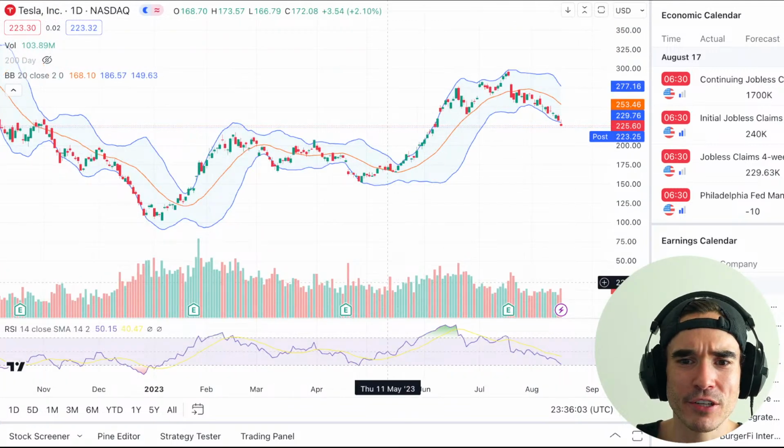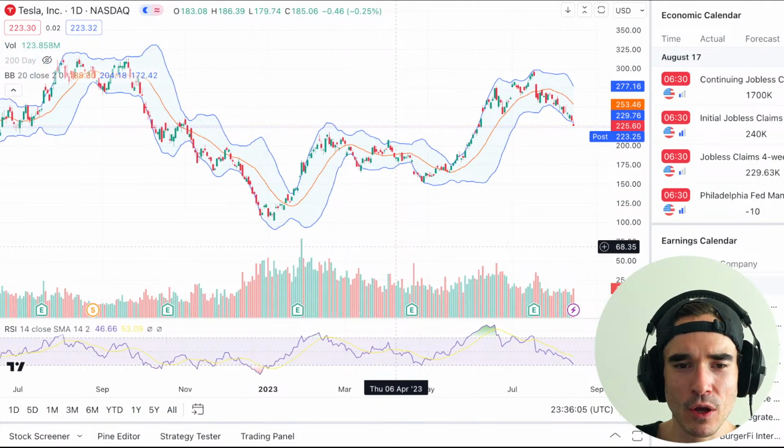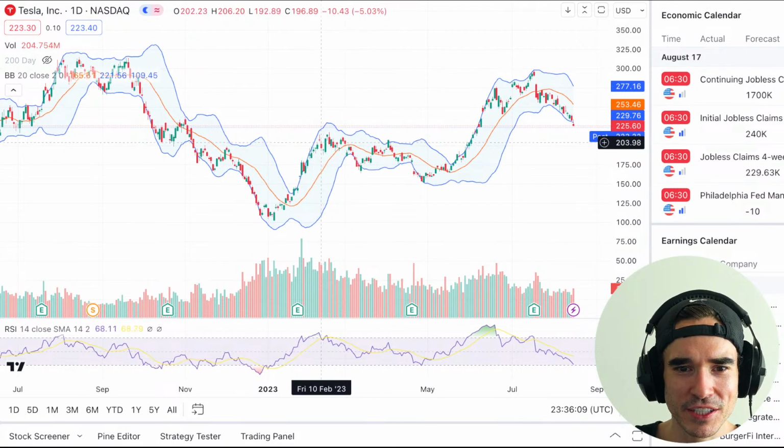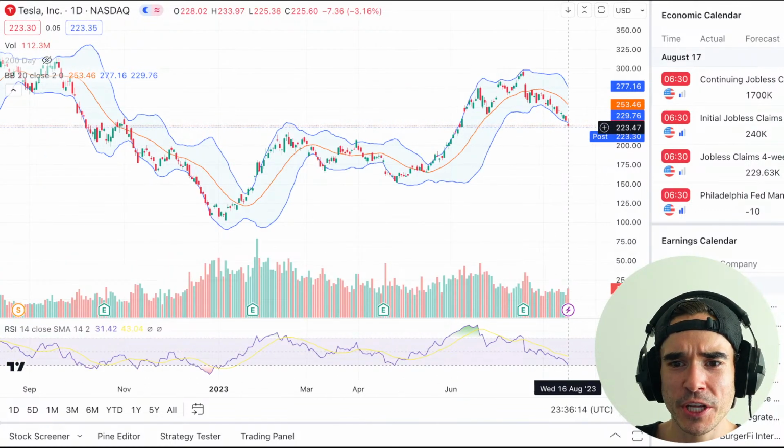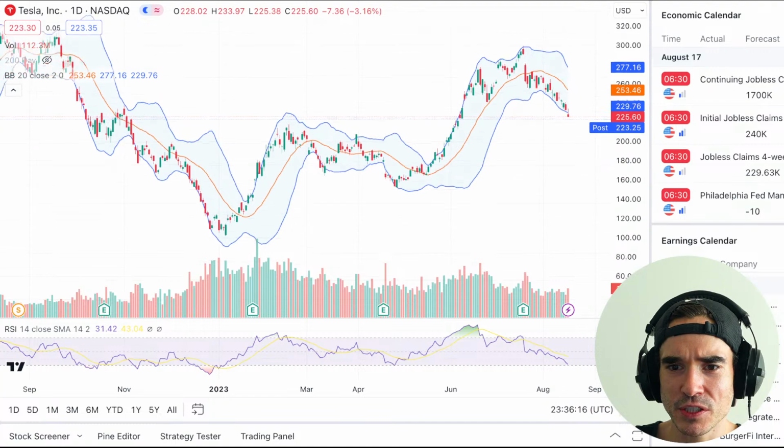So Tesla is a pretty interesting one. I think the real test for Tesla is coming soon because you can even see it. Doesn't that look unfinished? That looks so unfinished. Let's zoom in.